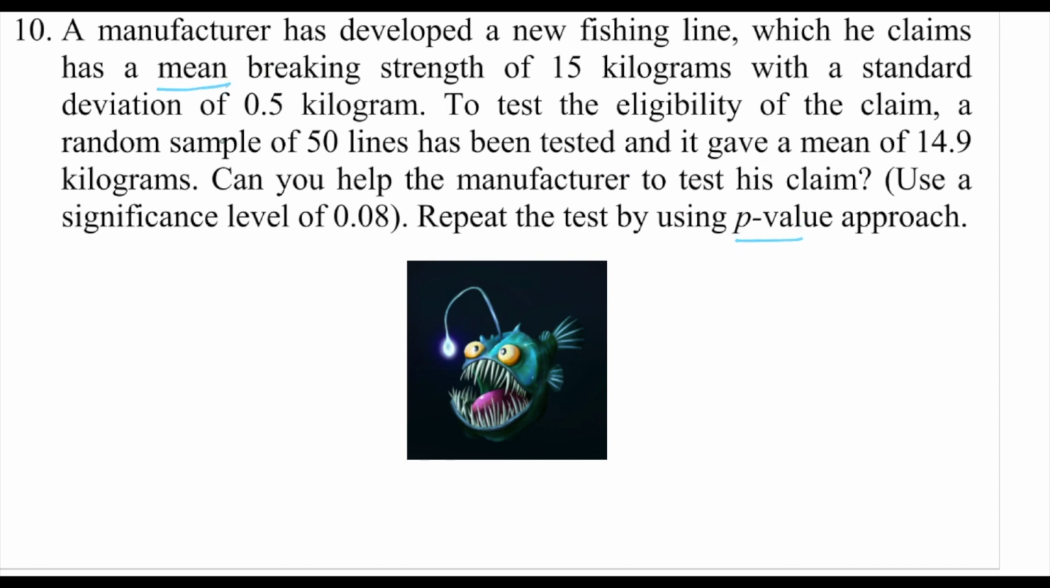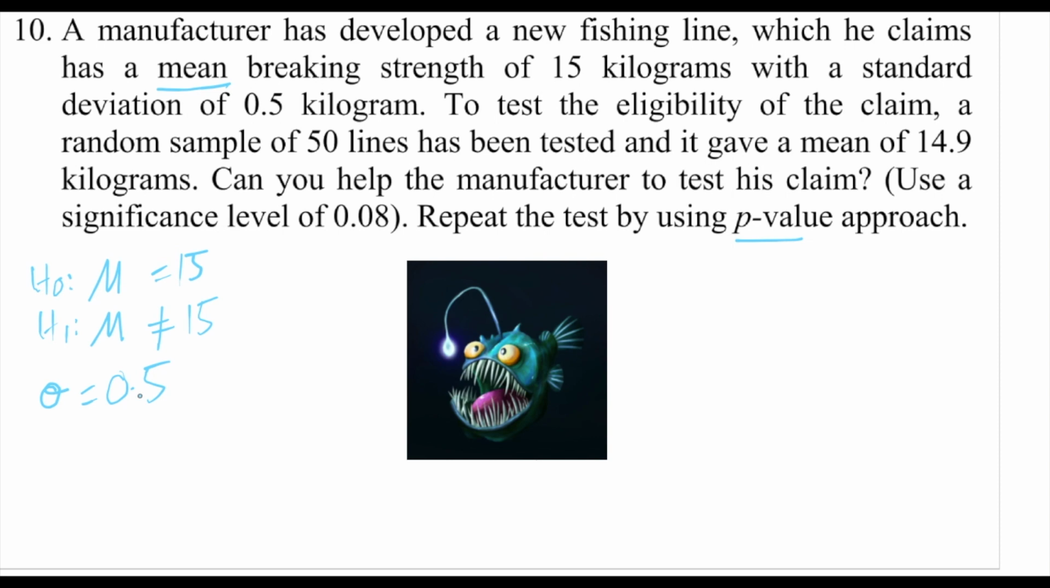The clue is the word mean. So null and alternative would be testing for mu. The mean breaking strength is 15 kilograms. Could you help the manufacturer to test his claim? So the alternative would be not equals to 15 kilograms. The standard deviation of 0.5. Now this is his claim, right? This would mean that the standard deviation is not the sample standard deviation but the population standard deviation, 0.5.